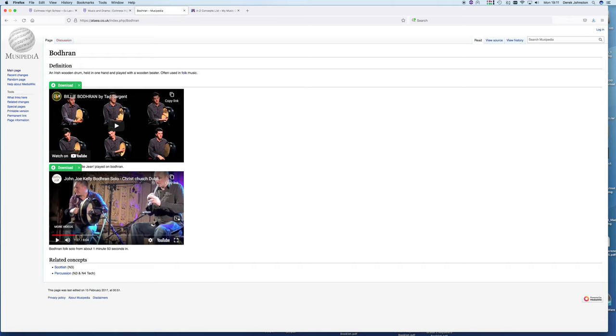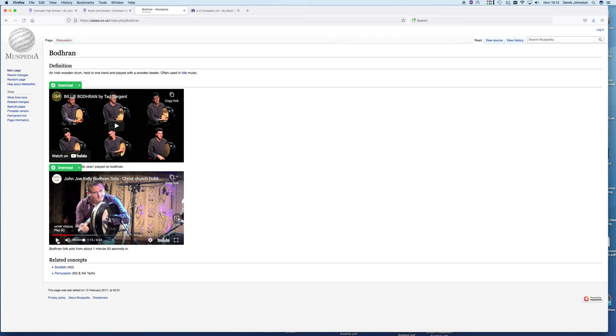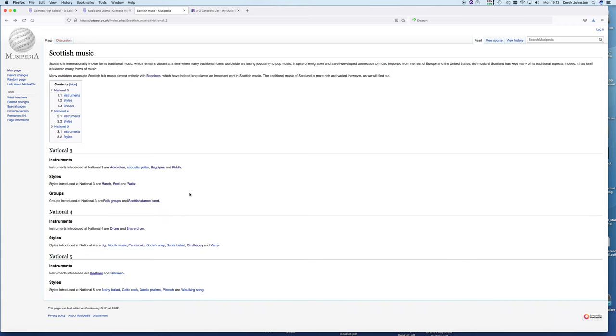It won't be on its own, so they won't play you that. Okay, it'll sound something more like that. You actually get it at the start of Balamori. You hear a bodhran. Okay, that's that one.